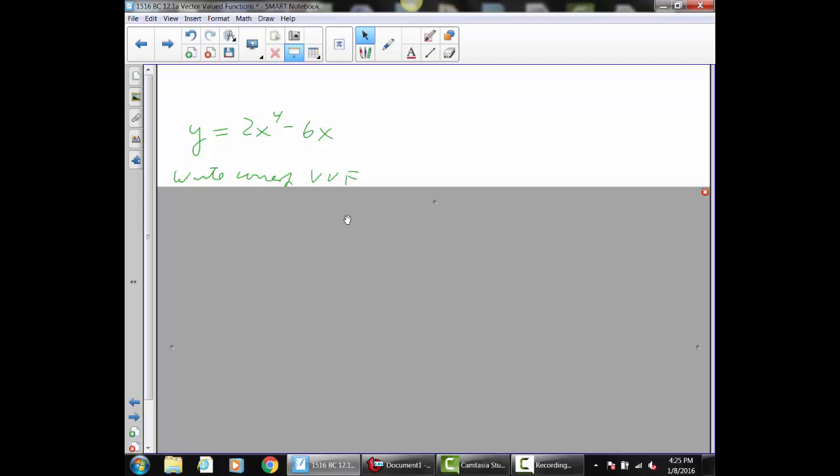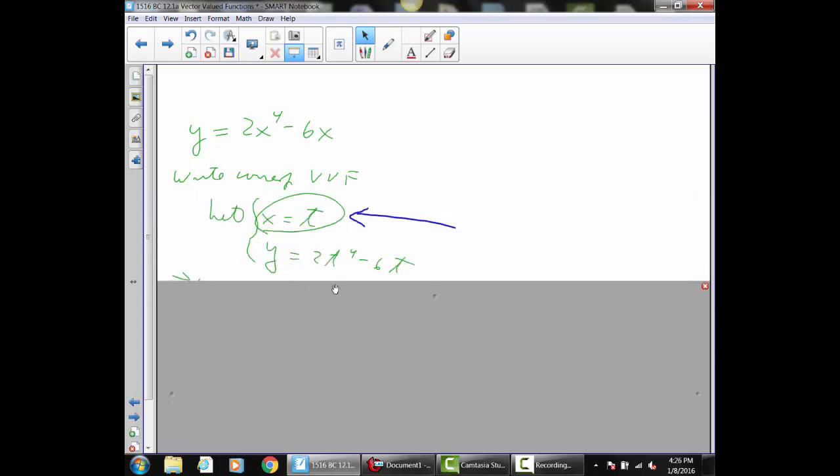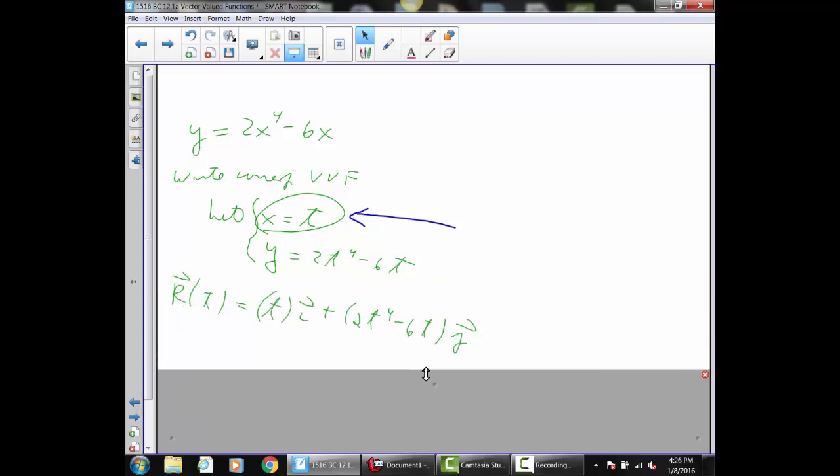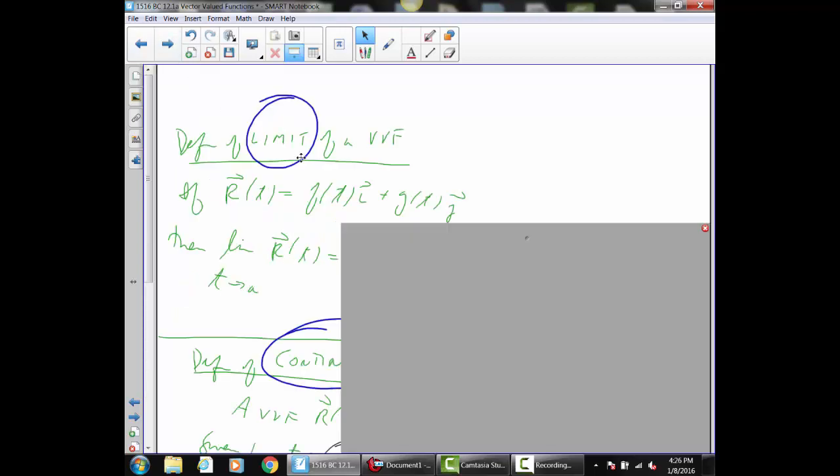Okay, this is a little interesting. If they give you a rectangular equation and they want you to write it in vector valued function form, all you need to do is simply let x equals t, and then you're going to have y equals, and you replace these x's by t's. It's the easiest way to do it. Now, this is kind of like parametric form, and this is more in vector valued function form.